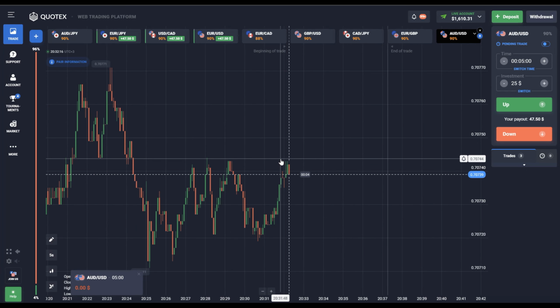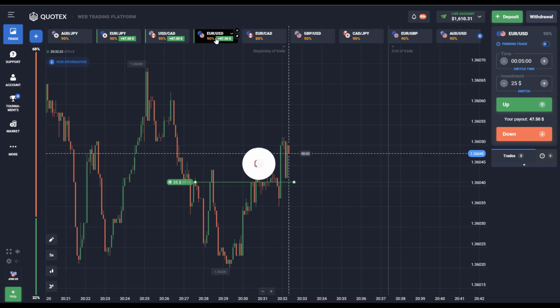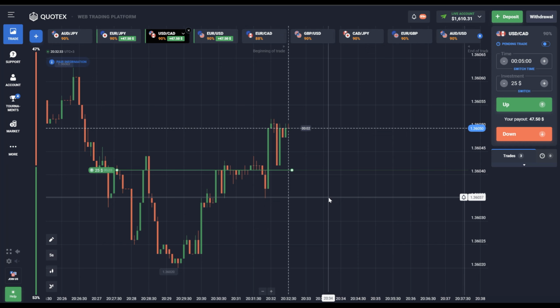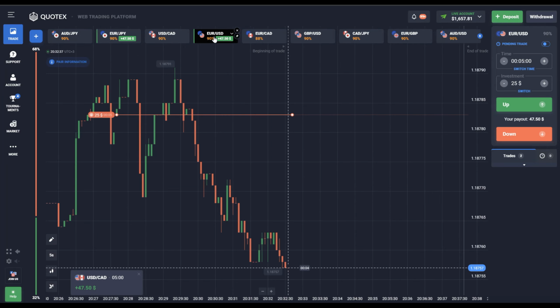Well, we should end up in profit. That's most likely how it will go. Yes, the trades are about to close now. US dollar, Canadian dollar, the second trade should close in profit. Just 3 seconds, yes, and the trade closes. Everything's fine here. Euro-dollar will also close in profit.